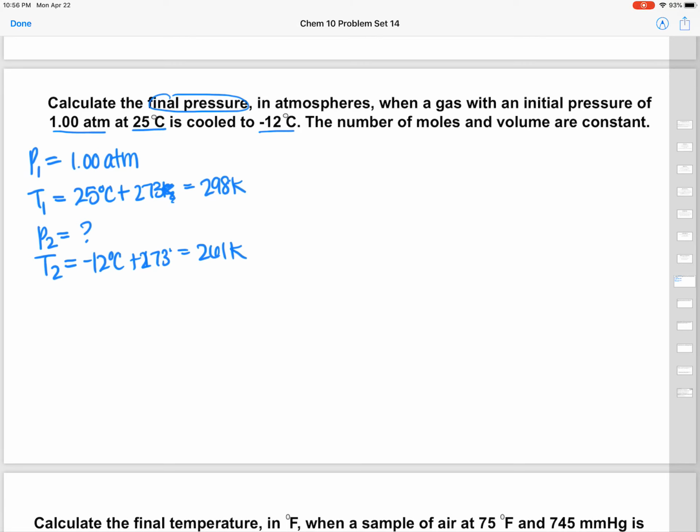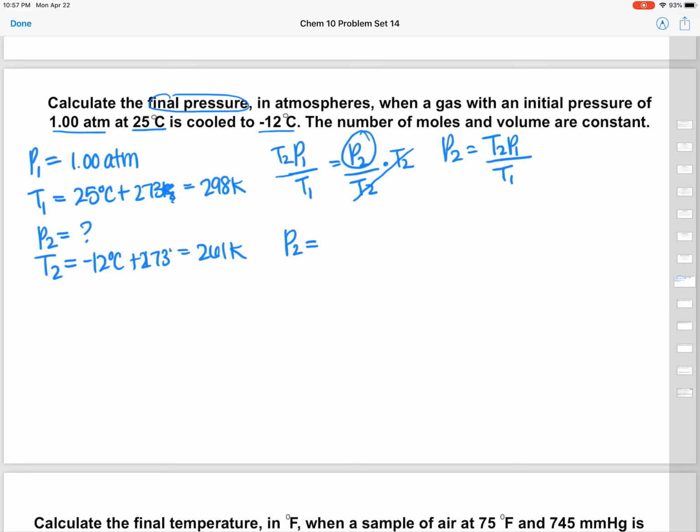Our formula that we're going to be using is P1 over T1 equals P2 over T2. We're solving for P2, so we need to get that by itself. We can do that by cross-multiplying over here and get rid of that T2, and then we would need to do the same thing on the opposite side. So our final formula is going to be P2 is equal to T2 times P1 over T1. All right, let's plug everything in.